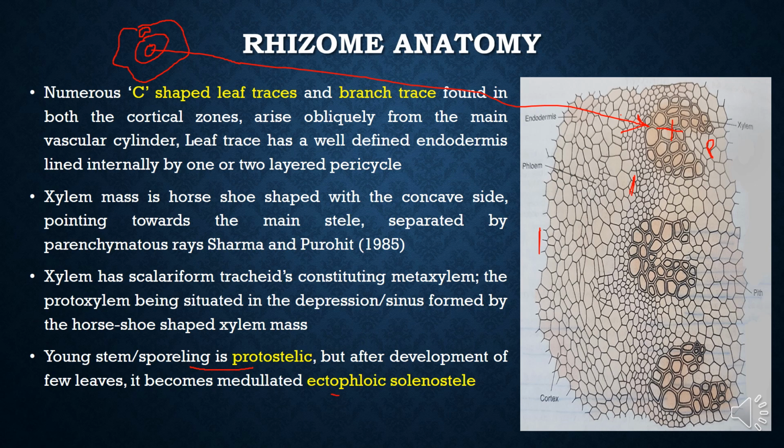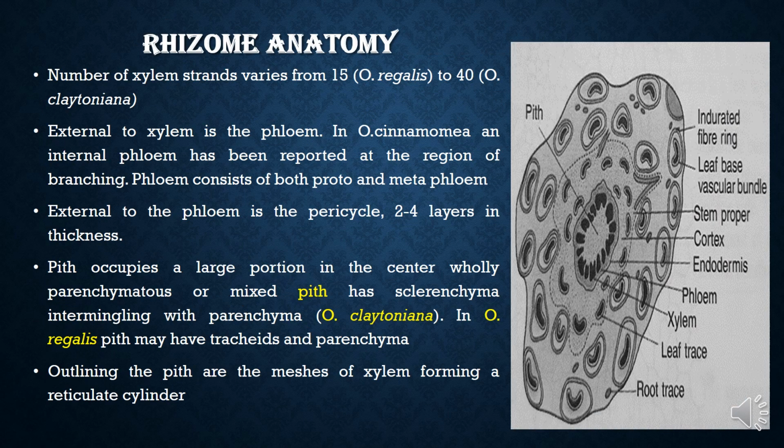When the Osmunda is very young, it is protostelic. But later on, as the number of leaves goes on increasing, the mature portion of the Osmunda rhizome shows an ectophloic siphonostele. This is the xylem vascular strand in the extrastelar region, and these are the vascular strands inside the stellar region. So we see all are horseshoe shaped.